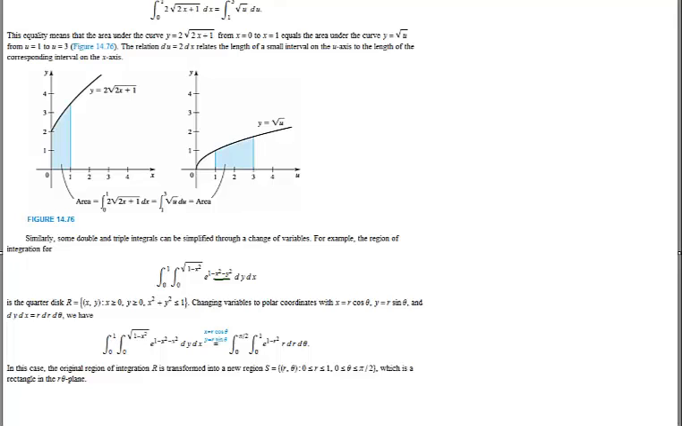That would mean that my r would go from 0 to 1, as noted here, and my theta, because this is in my first quadrant, would go from 0 to pi over 2. So just extending everything, and we're going to do some problems with this.